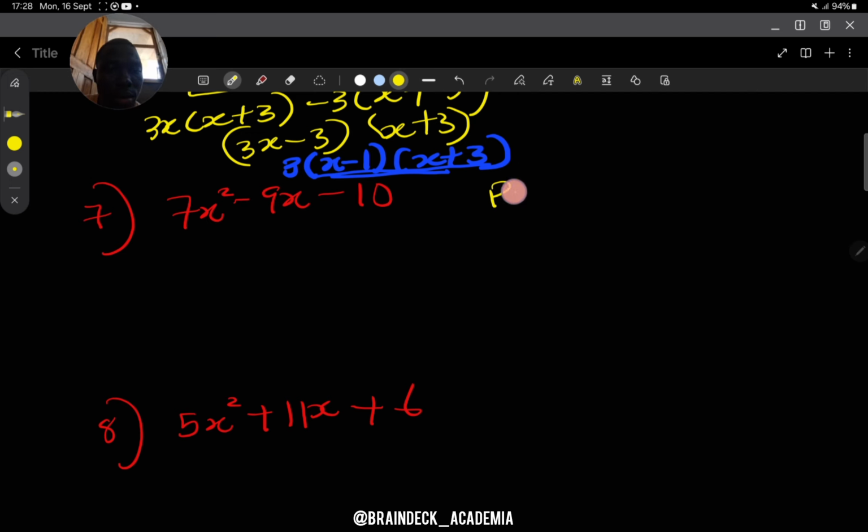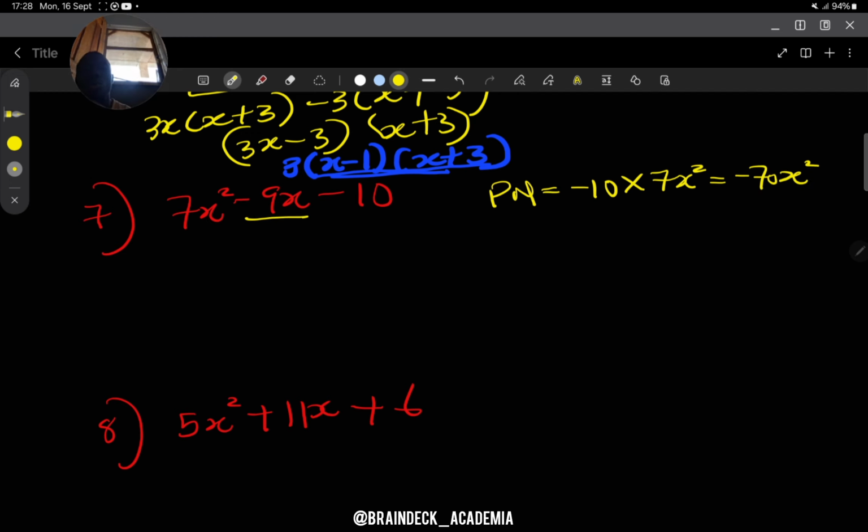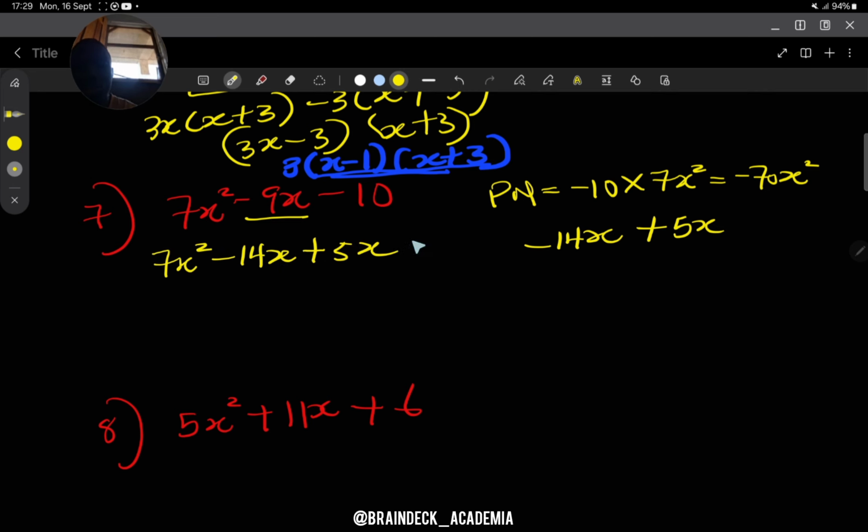Our Pn is minus 10 times 7x squared. That will give me minus 70x squared. Expand the minus 9x. Okay, what will I make use of? I can use minus 14x plus 5x. Minus 14x plus 5x will give me minus 9x. Minus this times this will give me this. So I will now have 7x squared minus 14x plus 5x minus 10.